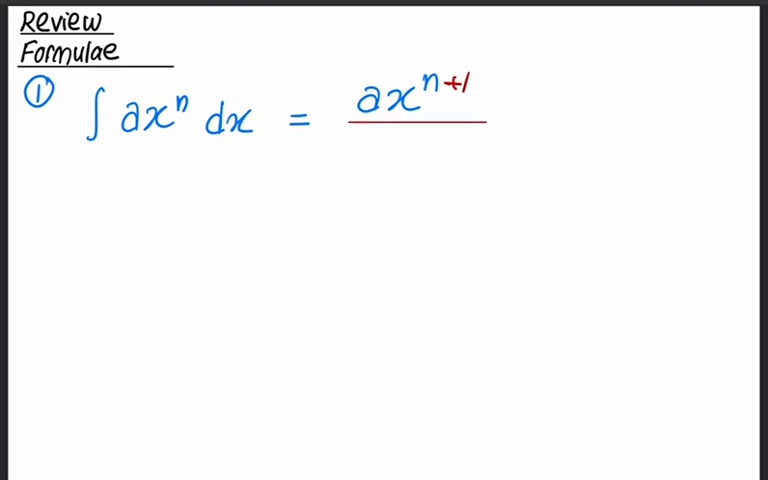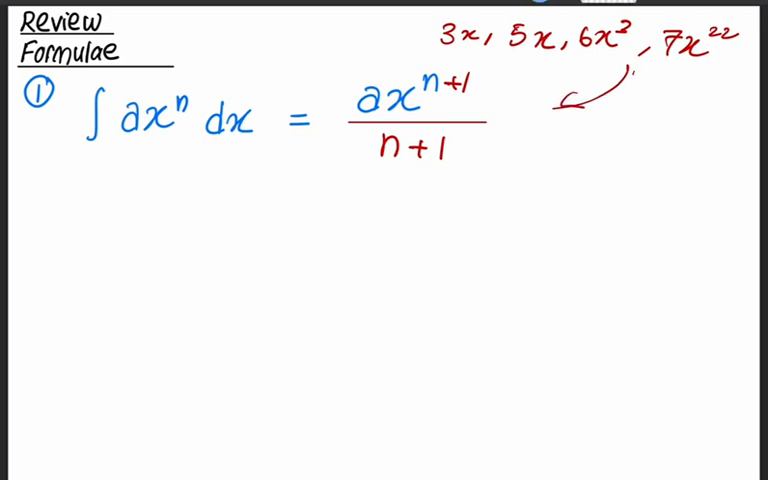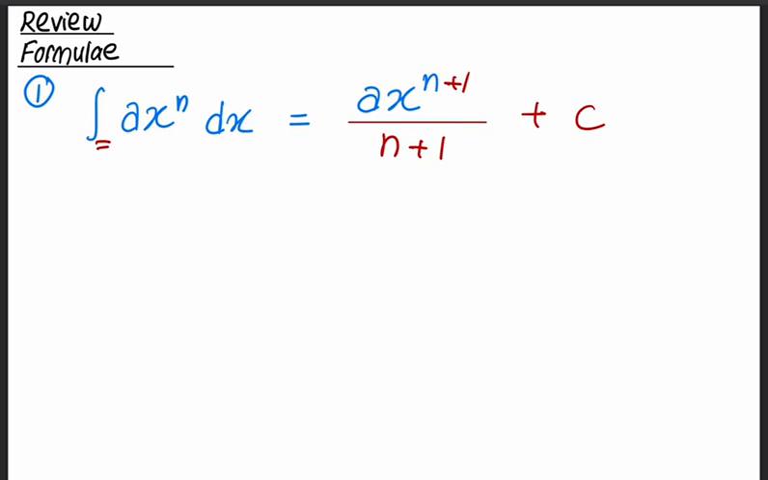So the first formula I want you to memorize is, when we integrate ax to the power of n with respect to x, we will just copy back all the things and the power increased by 1, right? And we will divide by the new power. A is a constant, so it is something like 3x, 5x, 6x cubed, 7x to the power of 32, then we can apply this formula. And don't forget to add a plus c at the end of the answer since it's indefinite integrals.